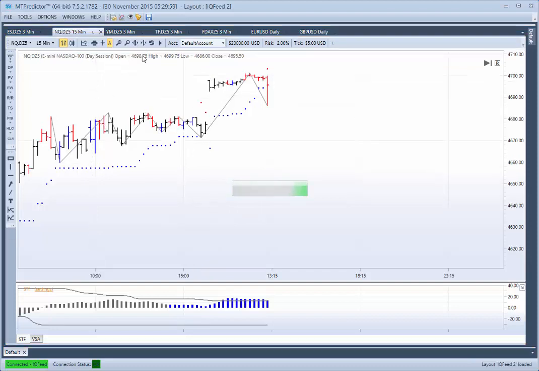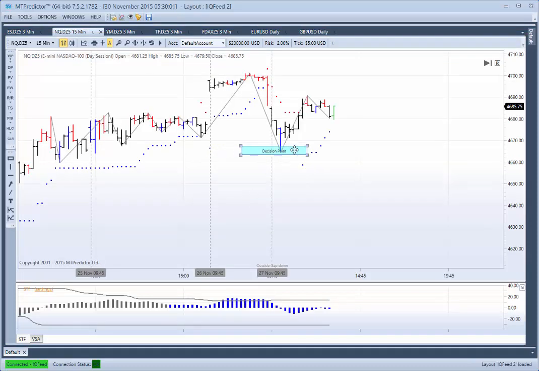If we turn training mode off, let's see what happened for the rest of the day. You can see the market opened, it came down, but look where it found support. It found support right at this area that we had on our chart even before the day even opened. So this support zone was there in advance, ready and waiting for you. That nailed the low of the day.